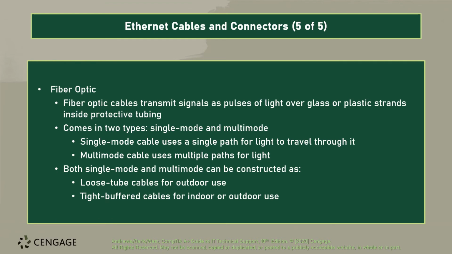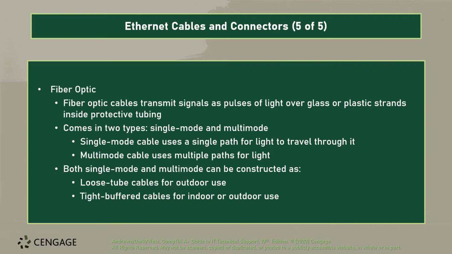Fiber optic cables transmit signals as pulses of light over glass or plastic strands inside a protective tubing. Comes in 2 different modes, single and multi. Single mode uses a single path for light, and multi-mode uses multiple paths for light. See, we can be creative. Both single mode and multi-mode can be constructed as loose or tight buffered cables. Loose tube cables for outdoor use have a little bit more flex. Tight buffered tends to be more for indoor use, where it's not going to be kept under thermal or physical or mechanical stress.